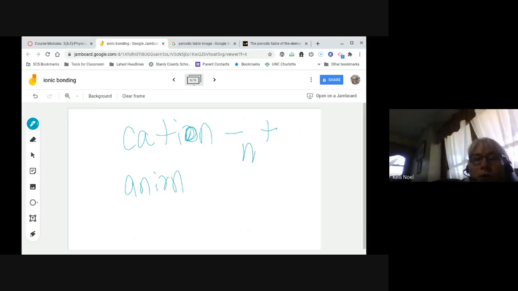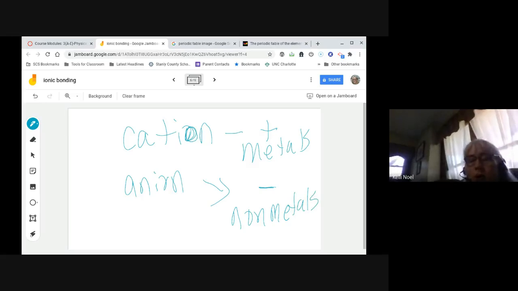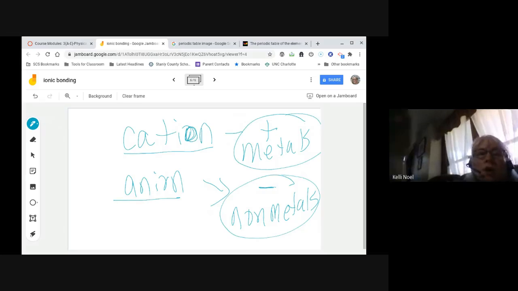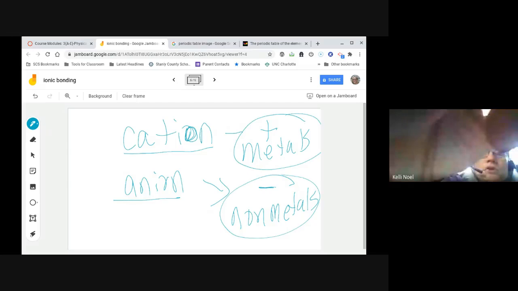All right, cations are always your positive. These are going to be your metals. Anions are going to be your negatively charged ions. These are going to usually be your nonmetals. So just 2 terms that you may see, cation, anion. Cations are positive. They're going to be your metals. Anions are your nonmetals.